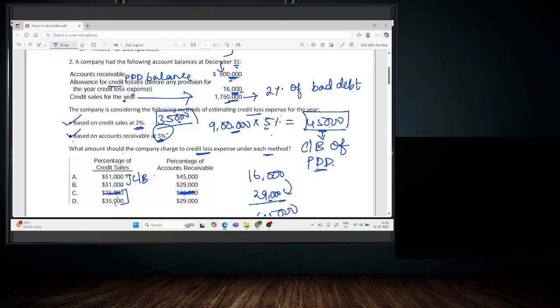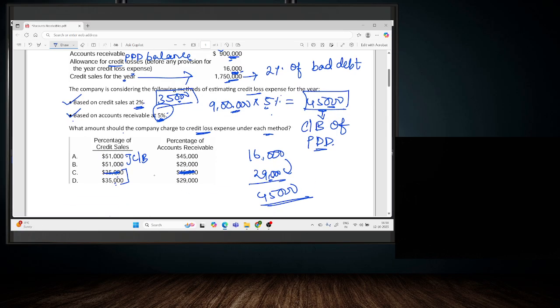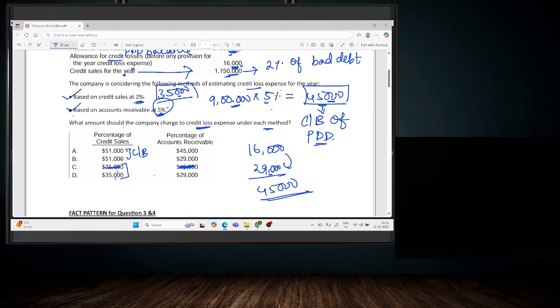So if the company should have 45,000 rupees as closing balance and they already have 16,000 rupees, then by how many rupees should the provision for doubtful debts account be increased? It should be increased by 29,000. Now what will be the journal entry? The company should debit bad debt expense.